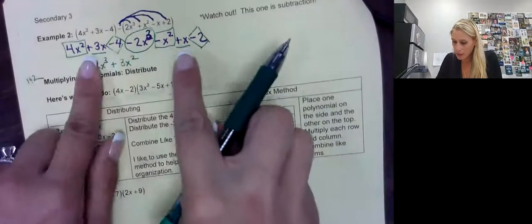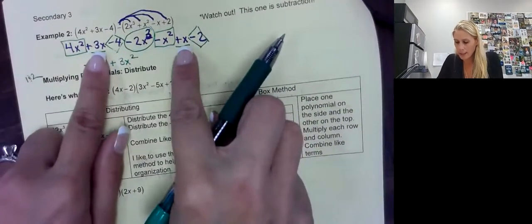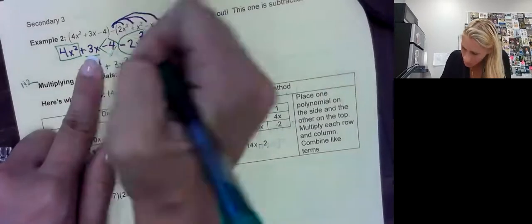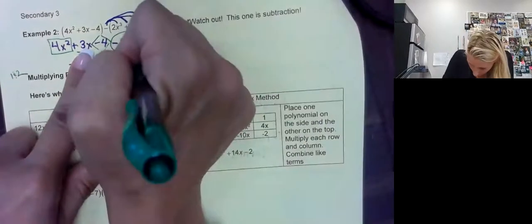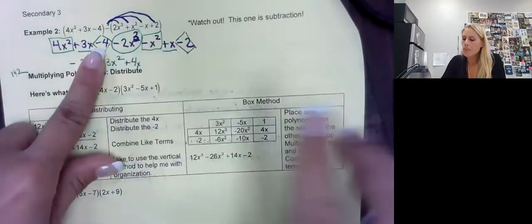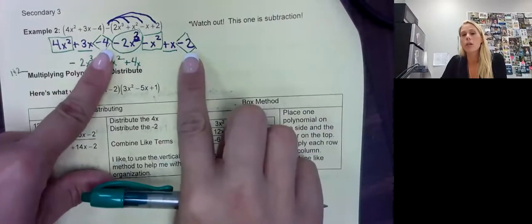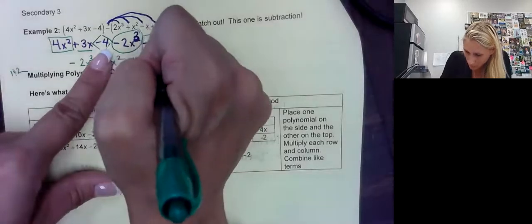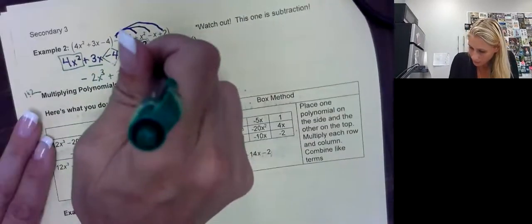Now I go to my x to the first. I have 3 here and 1 here, so that is positive 4. And then x, don't forget the x. And then my constants, I have a negative 4 plus a negative 2, which is a negative 6. And there is my answer.